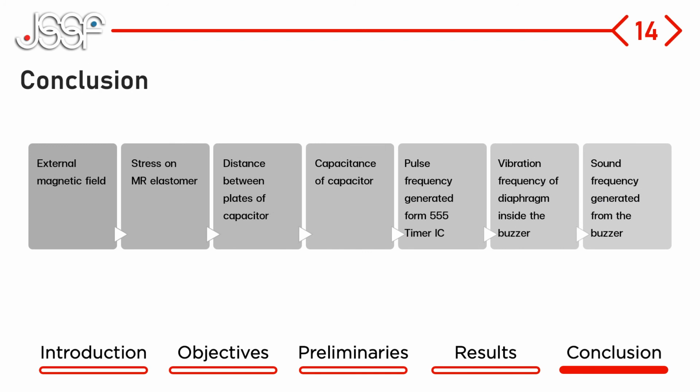To conclude, the sound frequency generated is indicated by the pulse frequency acquired from the 555 timer IC. The applied external magnetic field creates stress in the magnetorheological or MR elastomer, located between the flat plates of the capacitor, and thickens or thins the distance between the plates, which respectively changes the capacitance of the capacitor. The change of capacitance will affect the pulse frequency. Finally, the result is shown in the change of sound frequency generated.